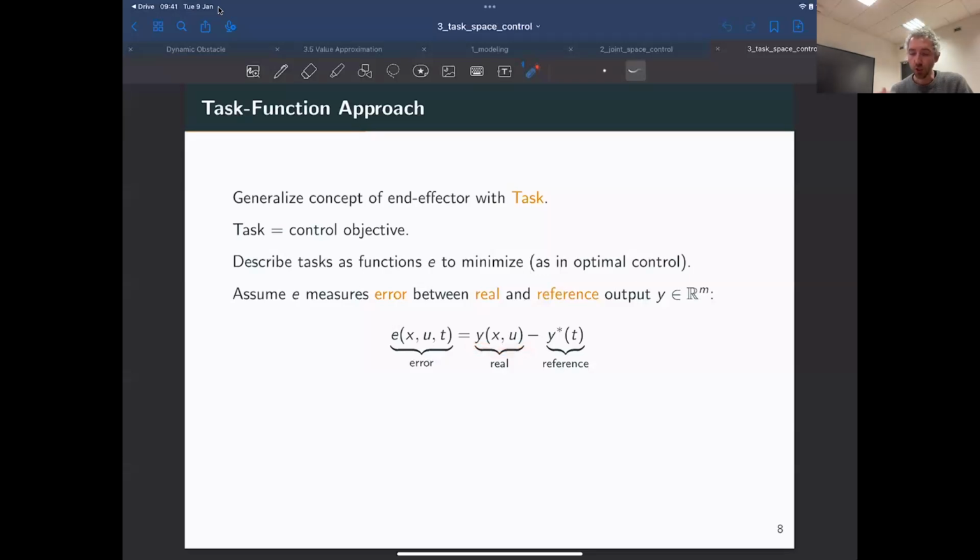So of course, joint space control and end effector control are special cases of this more general framework of task space control. You just need to set Y equal either to the joint angles or to the end effector configuration. So the error is the difference between Y and Y star, where Y star is your reference trajectory for these outputs that you want to track.